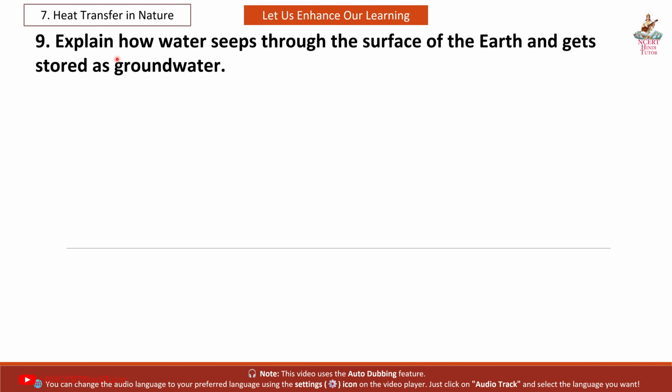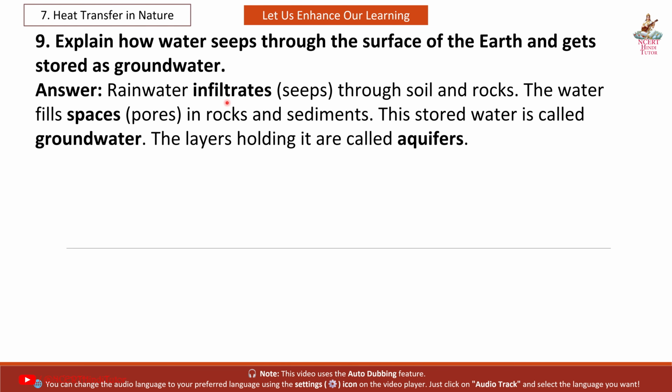Question 9. Explain how water seeps through the surface of the earth and gets stored as groundwater. Answer. Rainwater infiltrates, seeps through soil and rocks. The water fills spaces, pores in rocks and sediments. This stored water is called groundwater. The layers holding it are called aquifers.